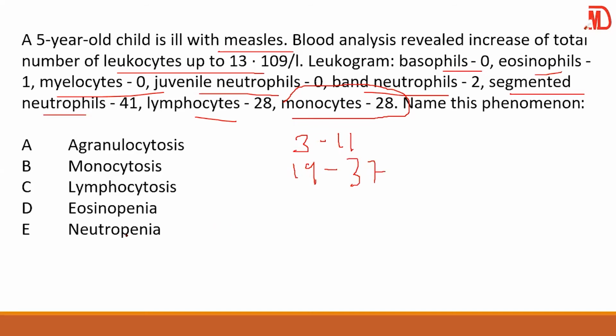Neutrophils, 47 to 72 is normal. Eosinophils is from 0.5 to 5%. Basophils is from 0 to 1%. And of course, leukocytes will be between 4 to 9 times 10 to the power 9.